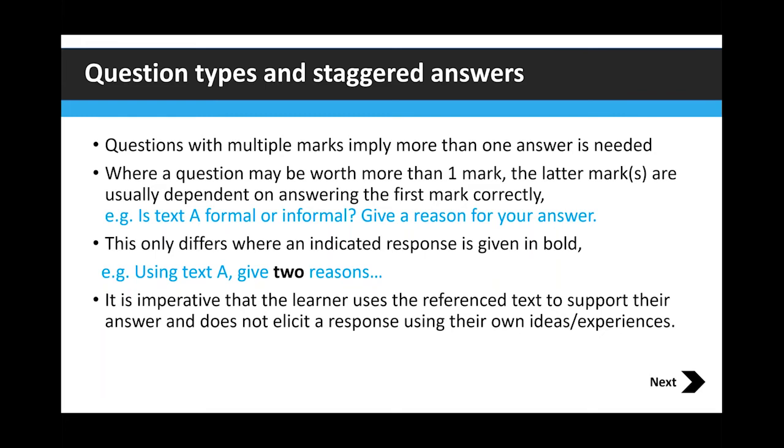So for example, is text A formal or informal? Give a reason for your answer. If they answered incorrectly for the first part of the question, then within that they wouldn't be able to secure the latter marks. This only differs where an indicated response is given in bold. So for example, use text A, give 2 reasons. It's imperative that the learner uses the referenced text to support their answer and that they don't elicit a response using their own ideas or experiences. So for example, the example that we've given there, using text A, they must extract the answer from text A.